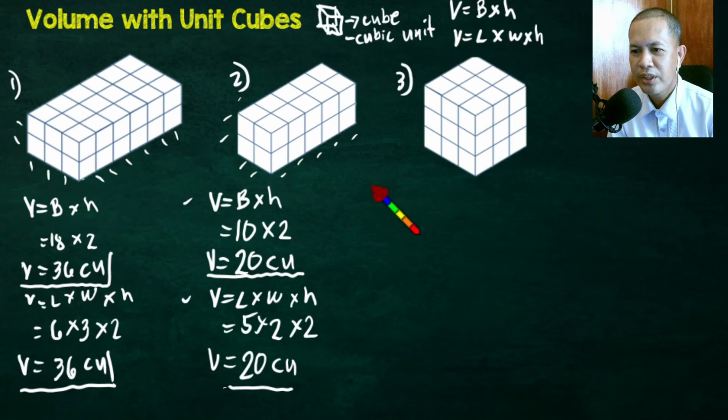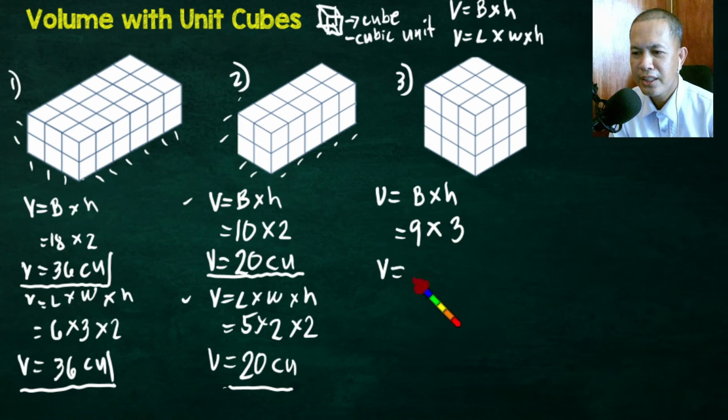Let's have the question number 3. Volume is equal to B, base times our height. Ang base natin, 1, 2, 3, 4, 5, 6, 7, 8, 9. So, 9 ang ating base. Ang ating height, 1, 2, 3. Okay, so we have 3. So, volume here is 9 times 3. That is 27. Lagyan natin ng cubic unit. That is our volume for question number 3.